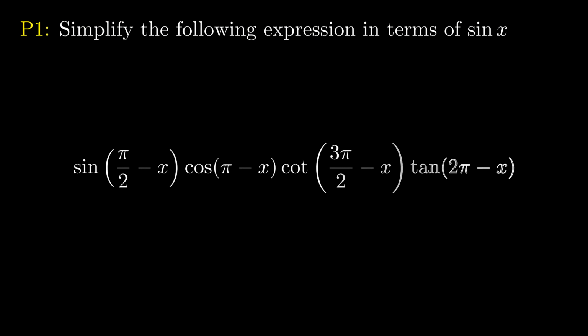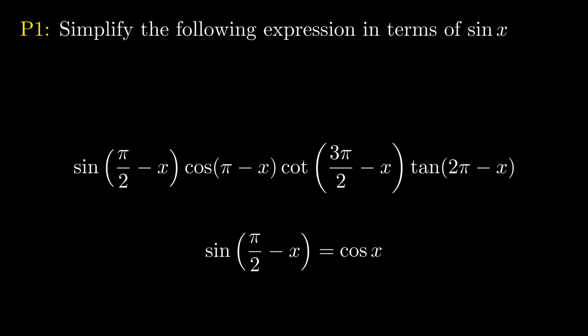Problem 1. Simplify the following expression in terms of sine of x. You see that our expression is the product of 4 terms, all of which are in radians. If you need to, you can convert the radians into degrees. We might recognize that we need to apply our reduction identities here. So let's break this down term by term. We can see on the unit circle that sine of pi halves minus x is equal to cosine of x.